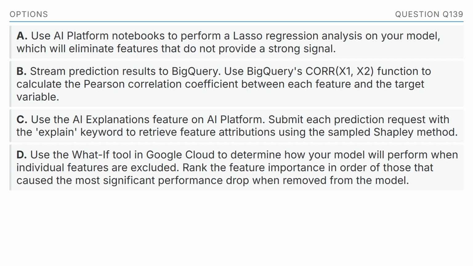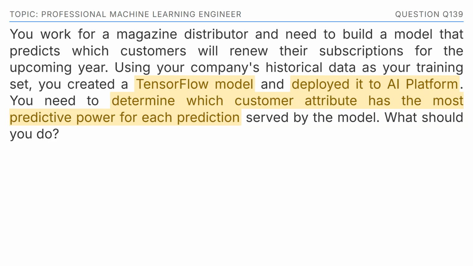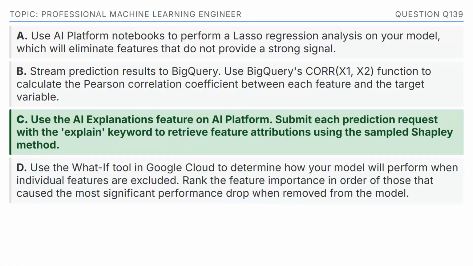Option D, use the What-If tool in Google Cloud to determine how your model will perform when individual features are excluded. Rank the feature importance in order of those that caused the most significant performance drop when removed from the model. To arrive at the correct answer, we focus on the keywords: TensorFlow model, deployed it to AI platform, determine which customer attribute has the most predictive power for each prediction. The correct answer is option C, use the AI explanations feature on AI platform. Submit each prediction request with the explain keyword to retrieve feature attributions using the sampled Shapley method.